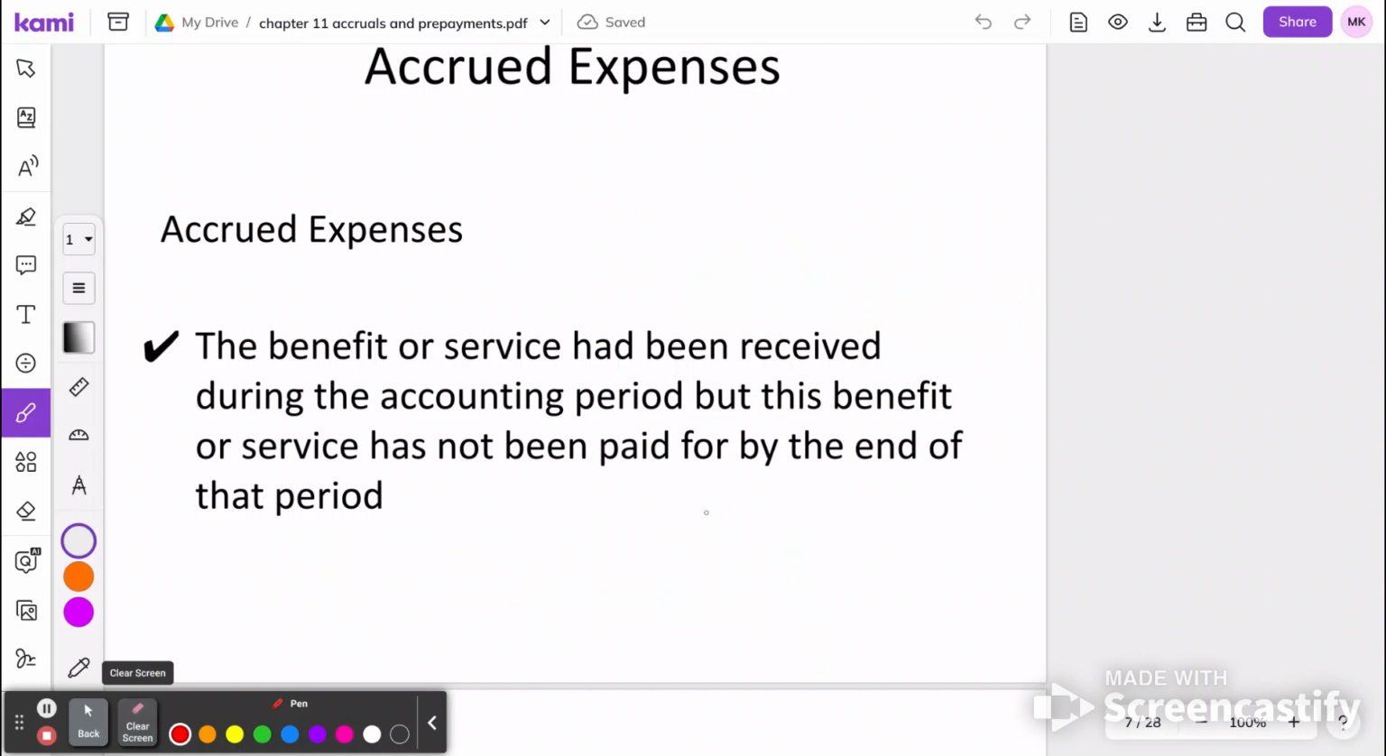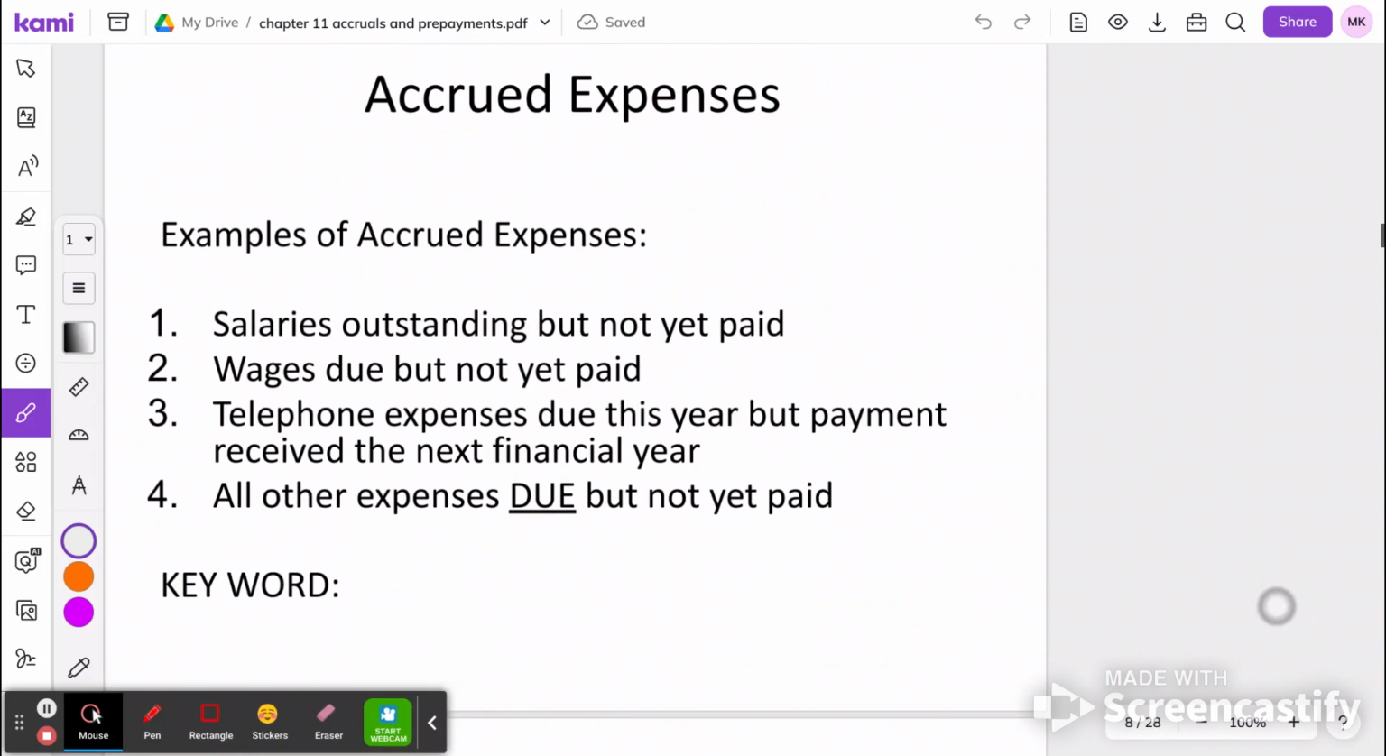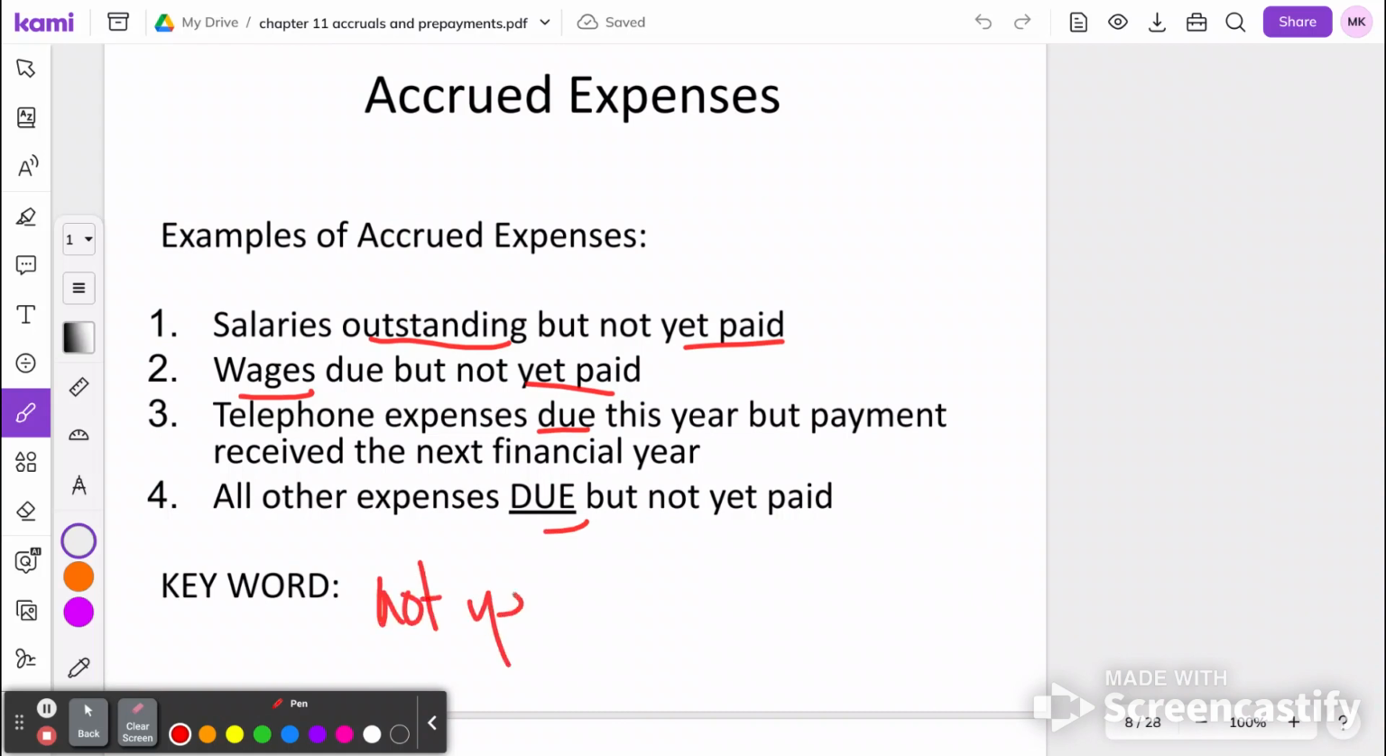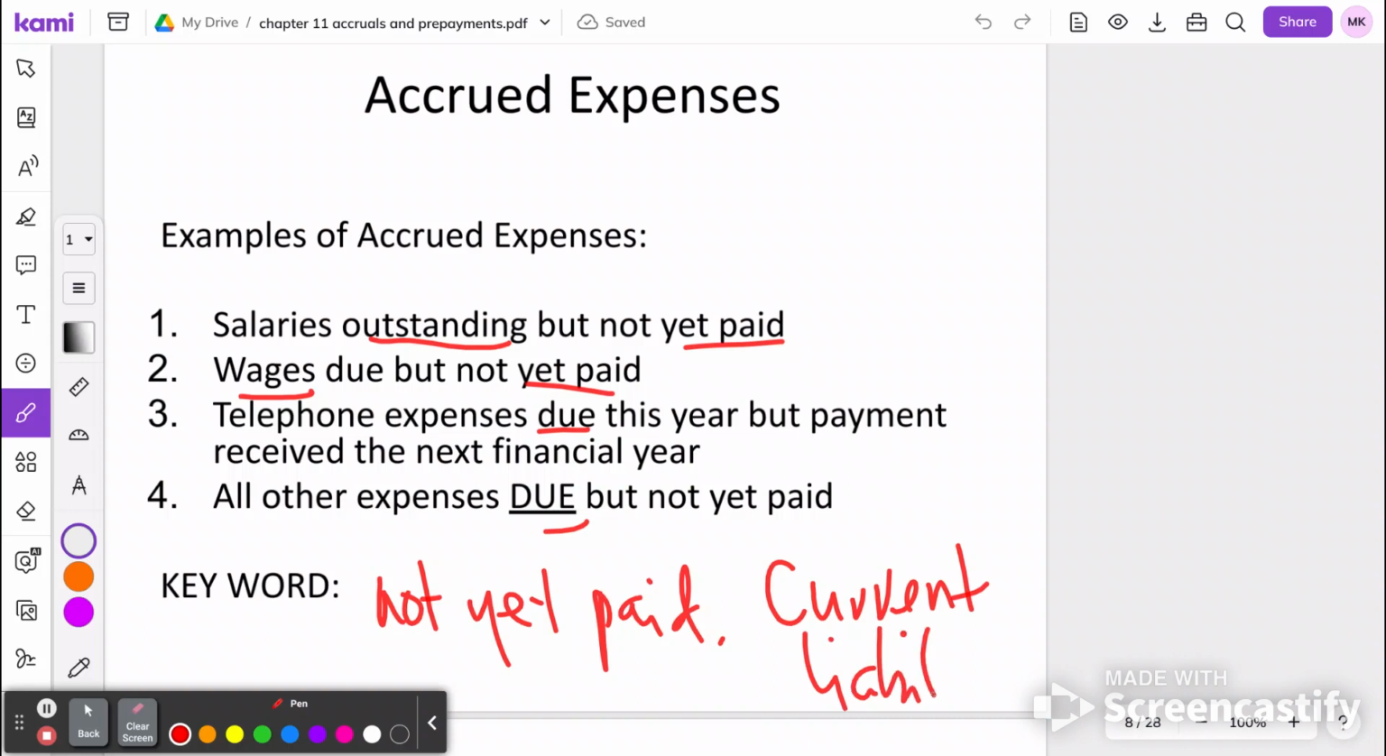Okay, let's continue. So examples of accrued expenses: we have salaries outstanding but not yet paid, wages due but not yet paid, telephone expenses due but not payment received the next financial year, or all other expenses due but not yet paid. In short, what's the keyword here? Not yet paid. That's why it becomes a current liability.